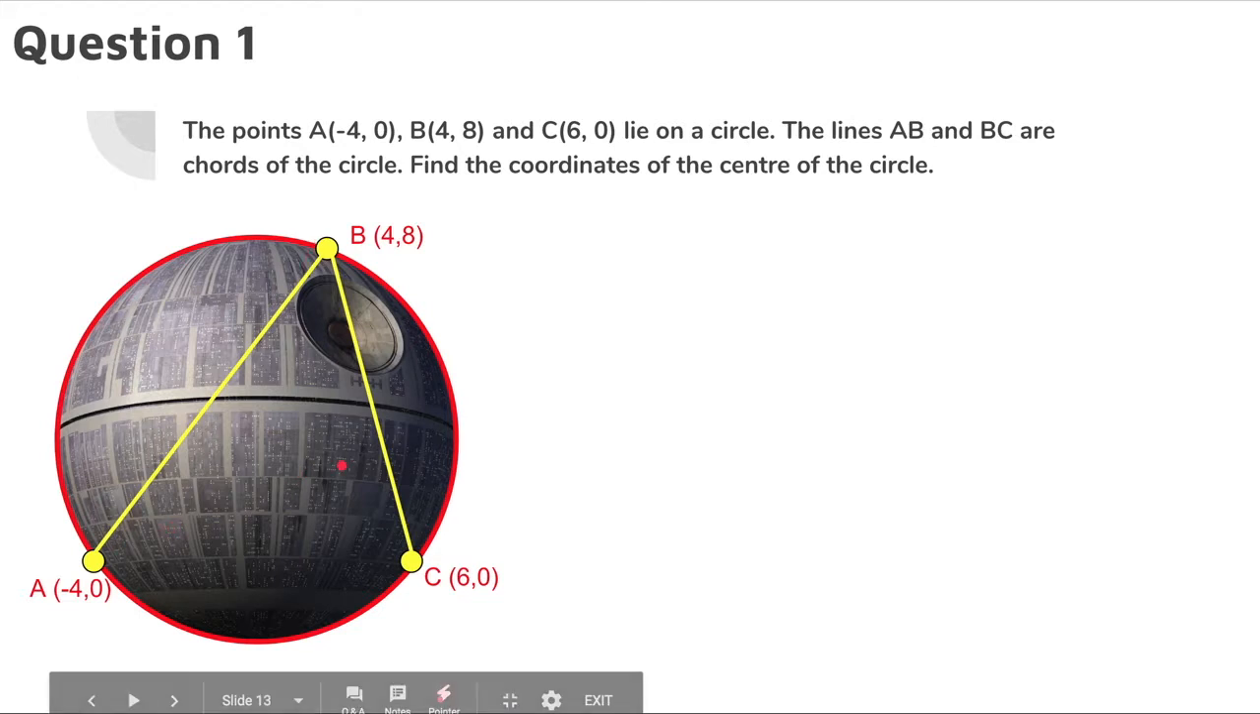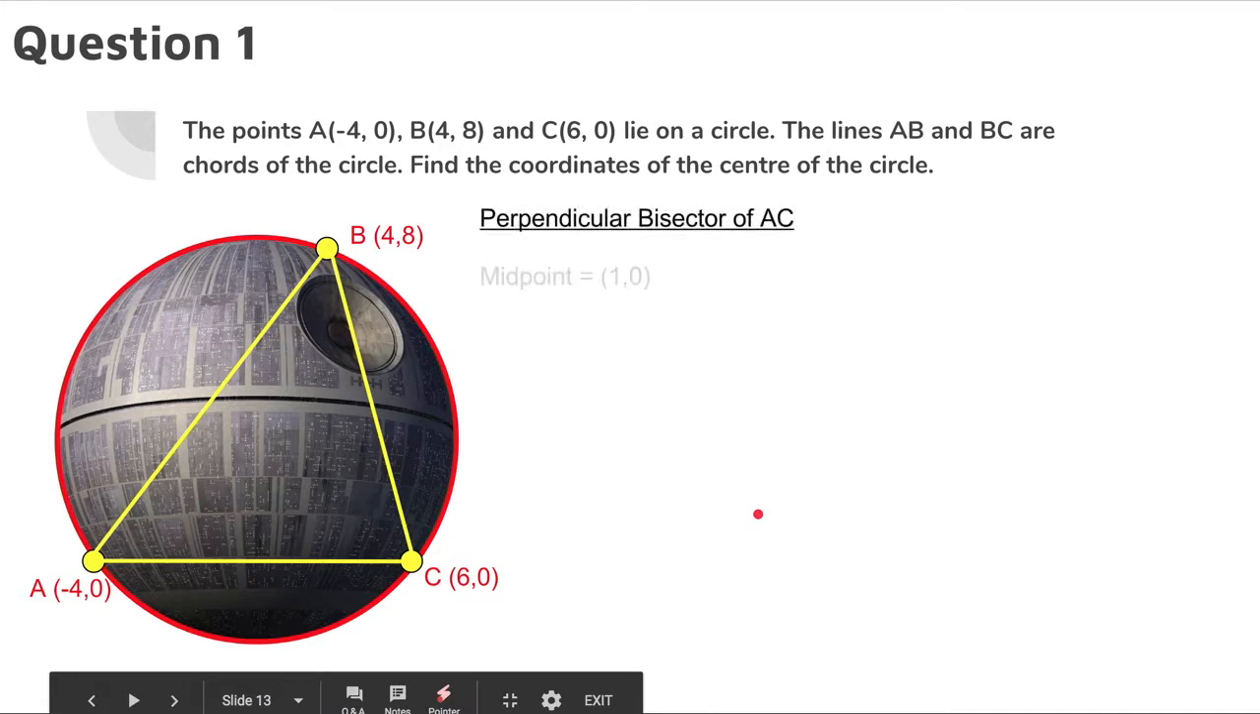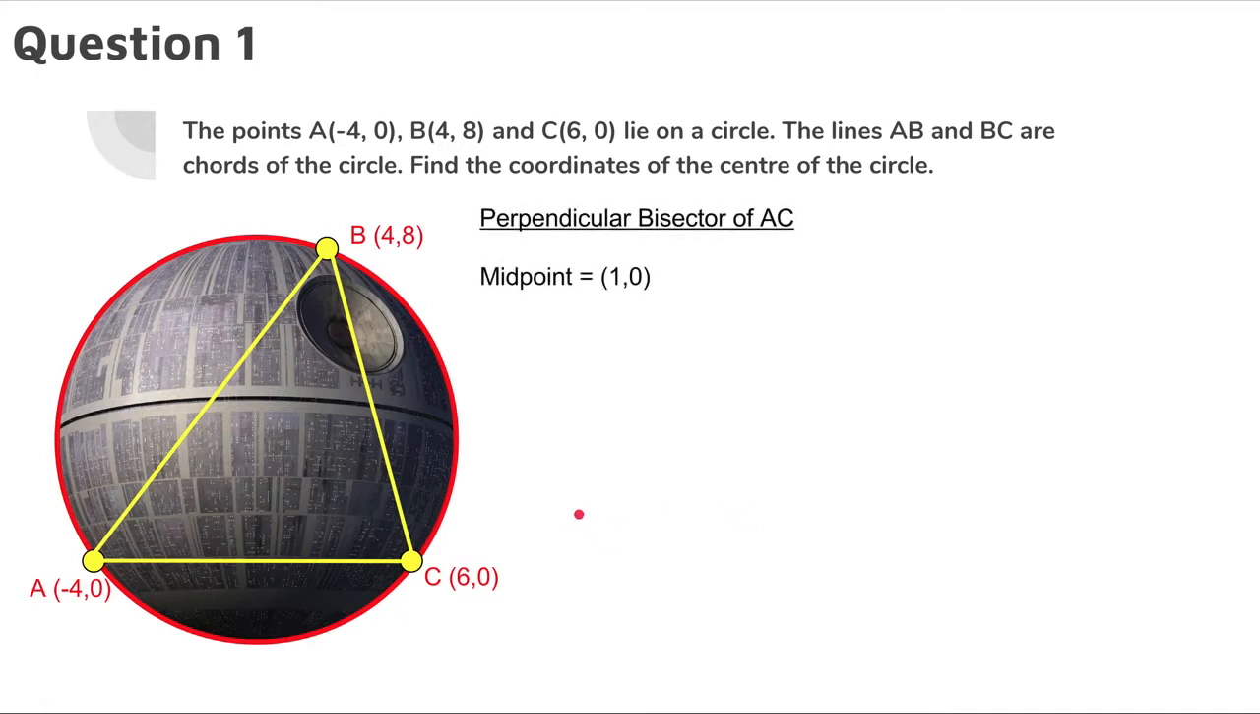The only thing is, I personally would not use the 2 chords AB, BC. I would at least use the chord AC. Why? It's a straight line, so finding the equation of the perpendicular line is much easier. Is it not? So, if we start with AC, the midpoint is going to be (1, 0), alright?